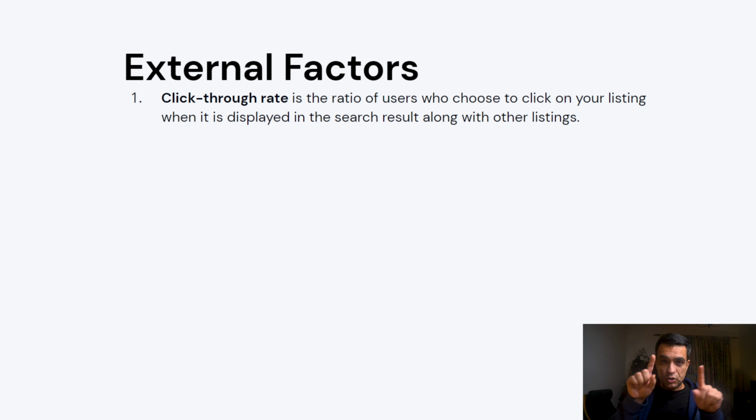Second, on the search result page, people can see the profile picture and the title. That is all they can see, and the price as well. But based on the click-through rate, Airbnb decides that this property has a good profile photo and has something in the title which attracts people.